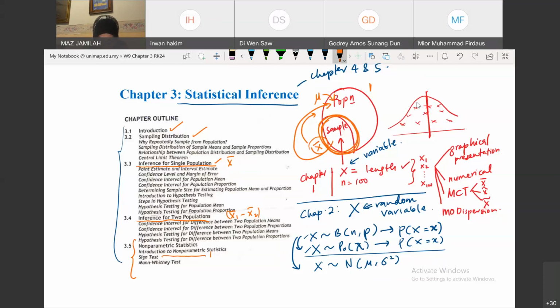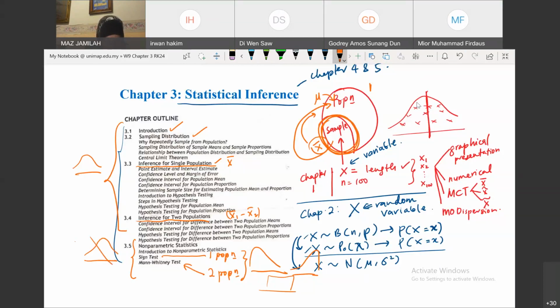For one population, we call it the sign test. This is one population. And for the Whitney test, we are dealing with two populations where our data is not normal. It could be this way, it could be skewed to the left, or it could be uniform or whatsoever. Of course, this part is for data that is following normal, and this part is for non-normal data.